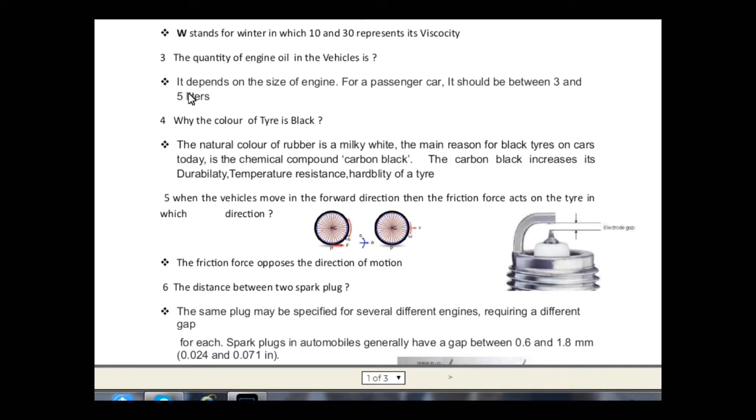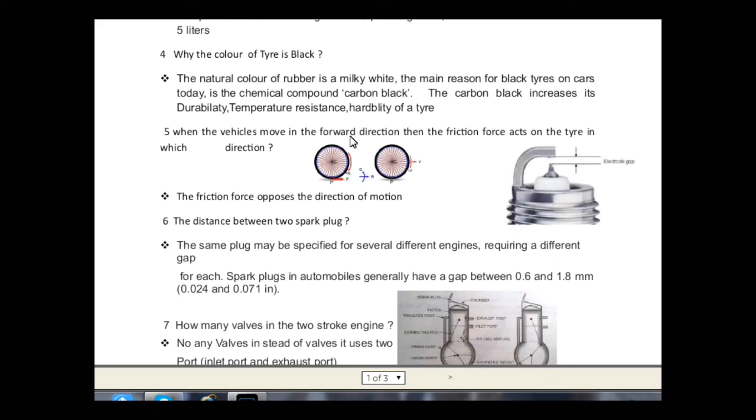The quantity of engine oil filled in the vehicle depends upon the size of the engine. For a passenger car or a small vehicle, it should be between 3 to 5 liters.